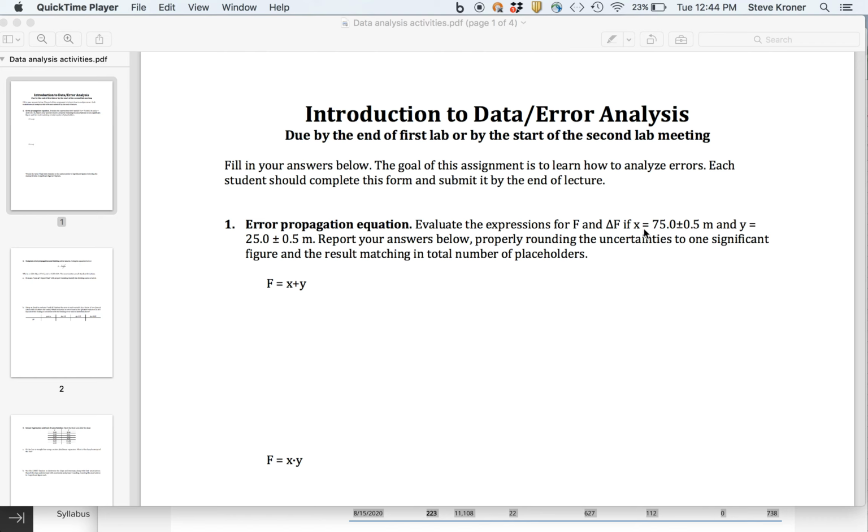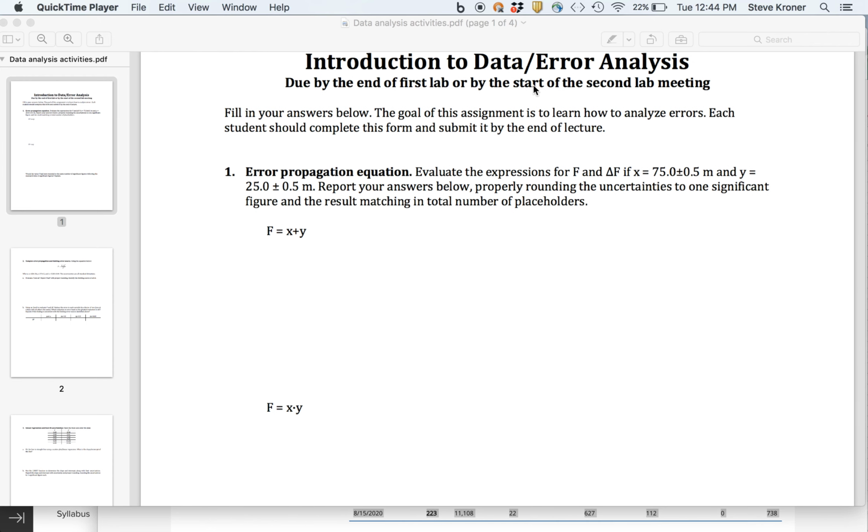Hello and welcome. This is an introduction to the data and error analysis. Ordinarily, we would collect this after the first or second lab meeting. We're going to collect this semester at the start of the third lab period. So you'll have the first week of the semester to work on this activity.